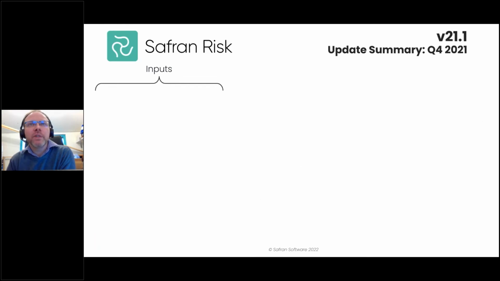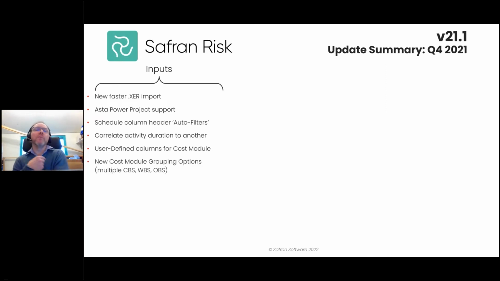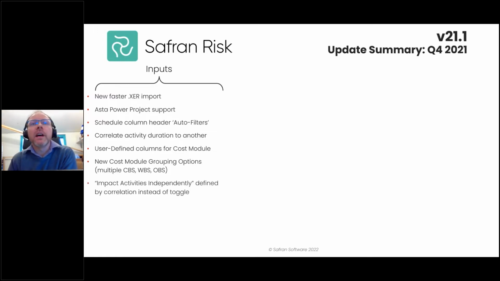So for the rest, I'm just going to breeze through quite quickly, just starting with changes to the model inputs. So there's the new faster XER import. Asta Powerproject is supported. Schedule column headers now have auto filters. Correlate activities durations to each other is now easier. User-defined columns for cost module. New cost module grouping options, so you can have multiple CBS, WBS, OBS, or organization breakdown structure for those that are not familiar with that one. You can have as many of those as you need. Impact activities independently can now be defined by correlation instead of a simple on-off toggle.